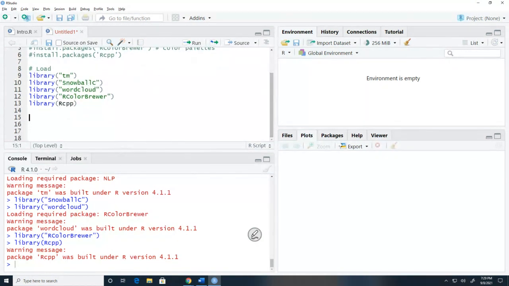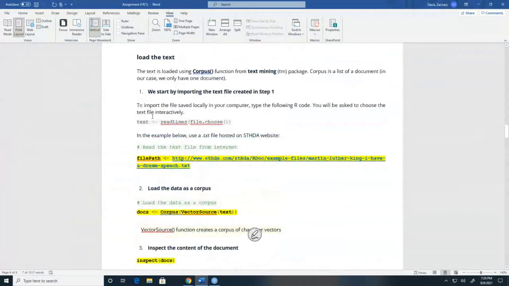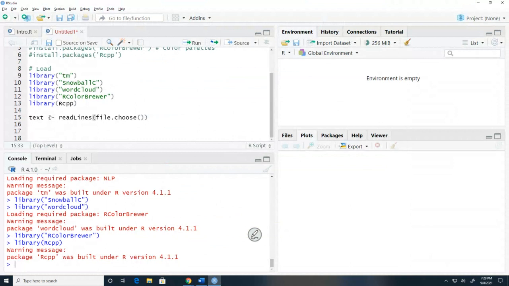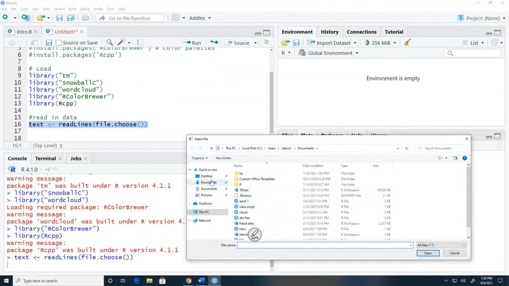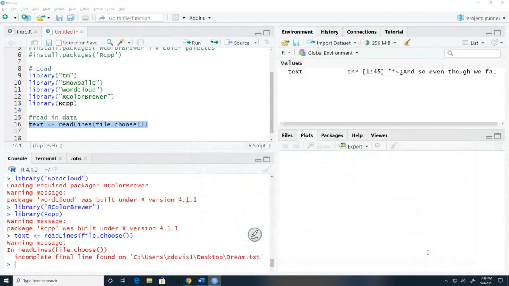Once your libraries are open, then we'll want to read in the text. So there's different code here, but I've added this one in because we're going to do something called file.choose, and that way we can pull the text file that we downloaded. Put a little comment here and say read data. What it should do when you run this code is give us a little dialog box. So on the desktop, I'll select where we put that text file, and it will read it in to our environment.